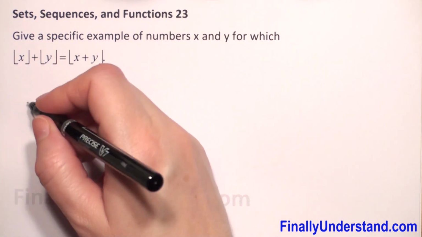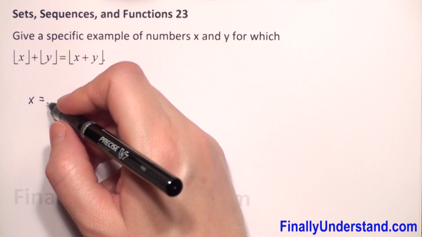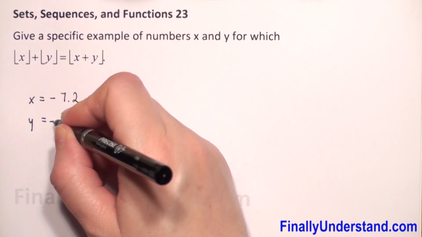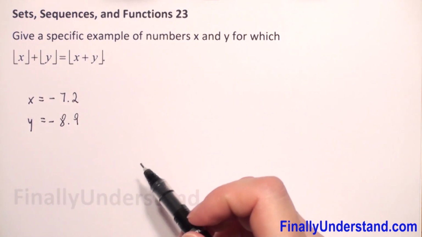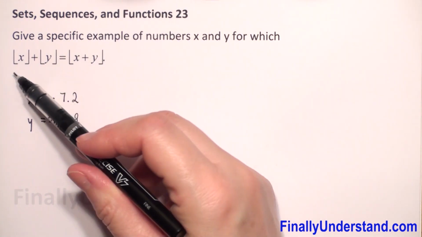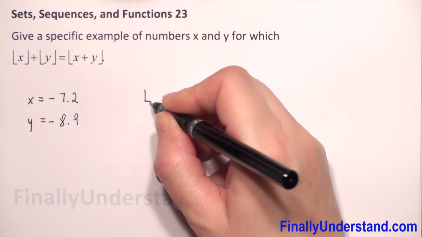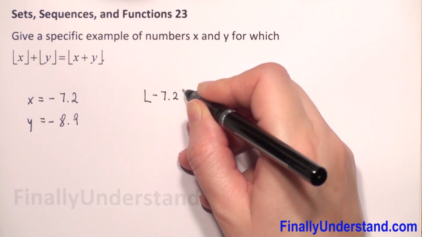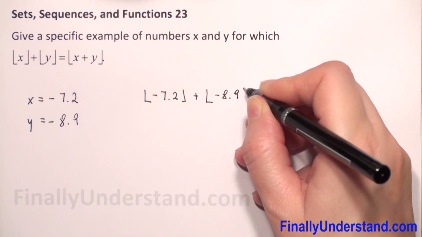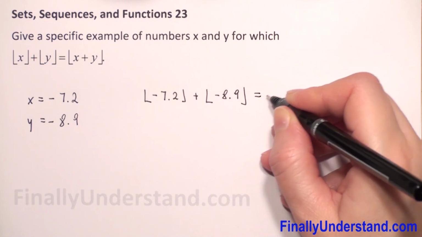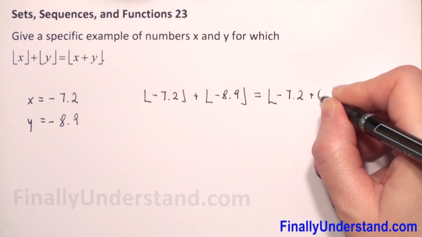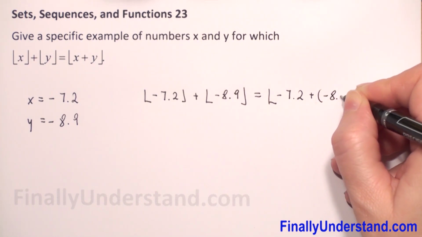Let me put that x is equal to negative 7.2 and y is equal to negative 8.9. Let's now check what we will have. We have to substitute x and y into our equation. We have floor of negative 7.2 plus floor of negative 8.9 must be equal to floor of negative 7.2 plus negative 8.9.